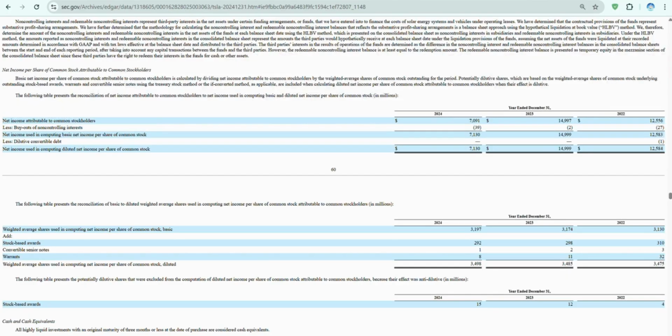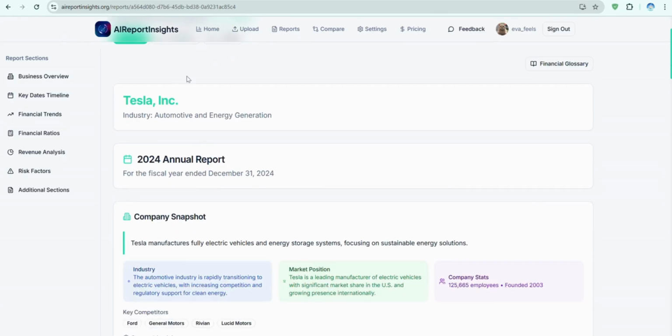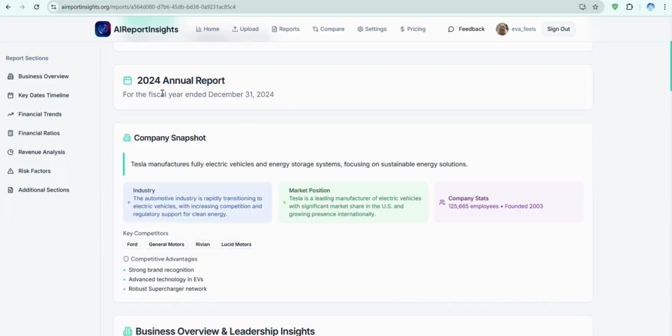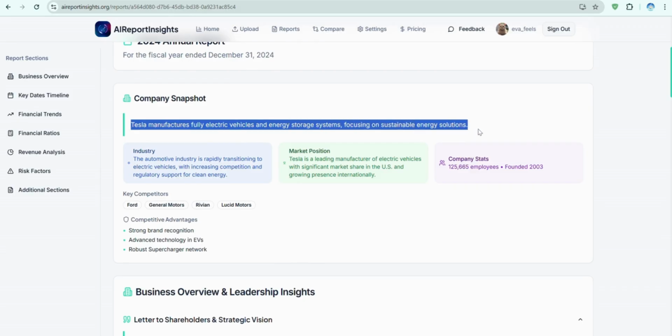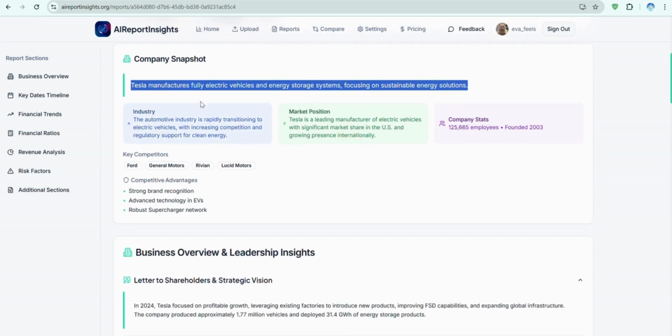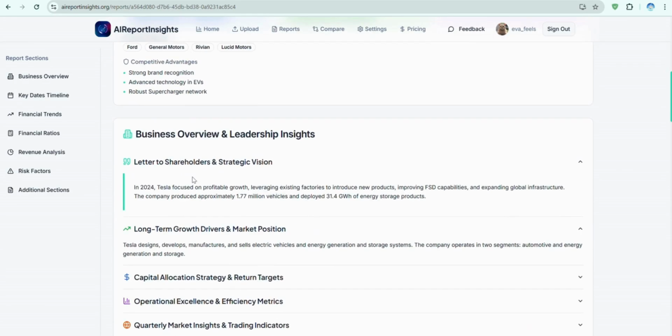And I'm actually using an AI tool called AI Report Insights. It gives you a comprehensive summary of all the things that we've talked about. So this is the fiscal year ended December 31, 2024, and Tesla manufactures fully electric vehicles and energy storage systems, focusing on sustainable energy solutions, as we've talked before. Then we have the key competitors such as Ford, General Motors, Rivian, and Lucid Motors.